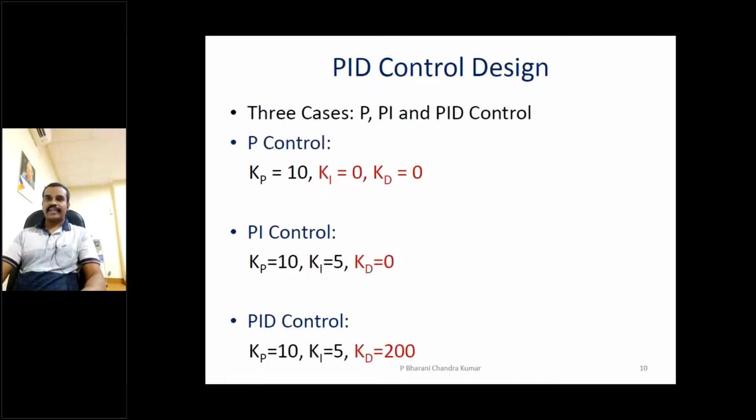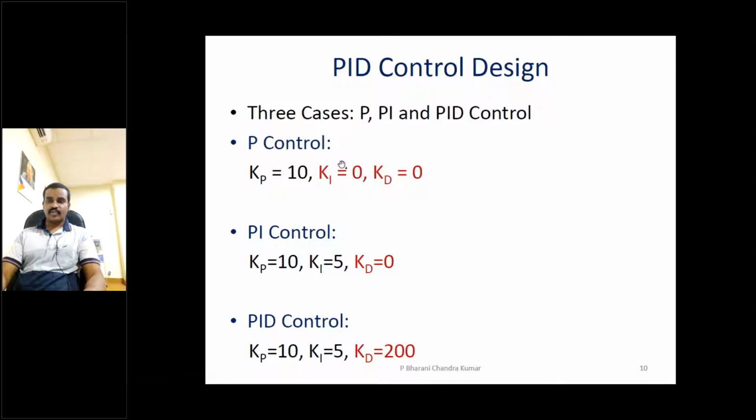So I have considered three different cases. The first one is the proportional controller with Kp equal to 10. This is exactly the same as what we have seen in the results. It is going to 0.9. And the second one is the PI controller. I assume that Kp equal to 10 and Ki equal to 5. And the third one, I have used the PID controller where Kp equal to 10, Ki equal to 5, and Kd equal to 200. How to use these values, and where to use them, I will show you through the demonstration in another 5 minutes.